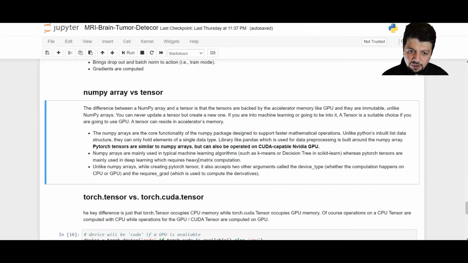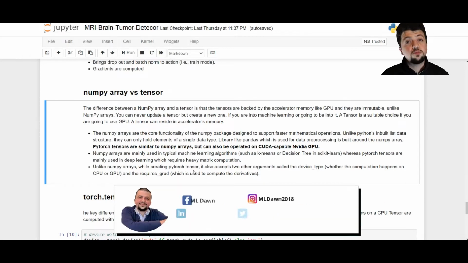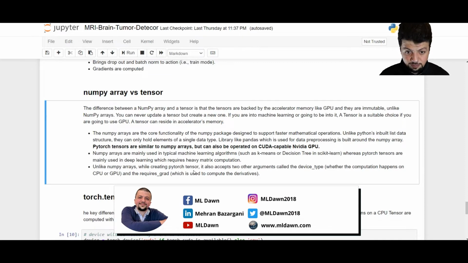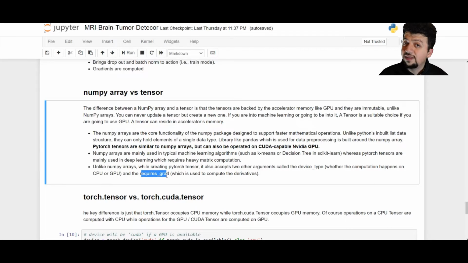Last but not least, unlike NumPy arrays, while creating your PyTorch tensor, take special notice about this one, okay? It also accepts two other arguments called the device type and the requires grad parameter. Device type says whether the computation happens on your CPU or your GPU, meaning is this a GPU tensor or a CPU tensor? And requires grad is when you want to compute gradients for this particular tensor and the operations that it's actually involved with. So that is also a very important factor.